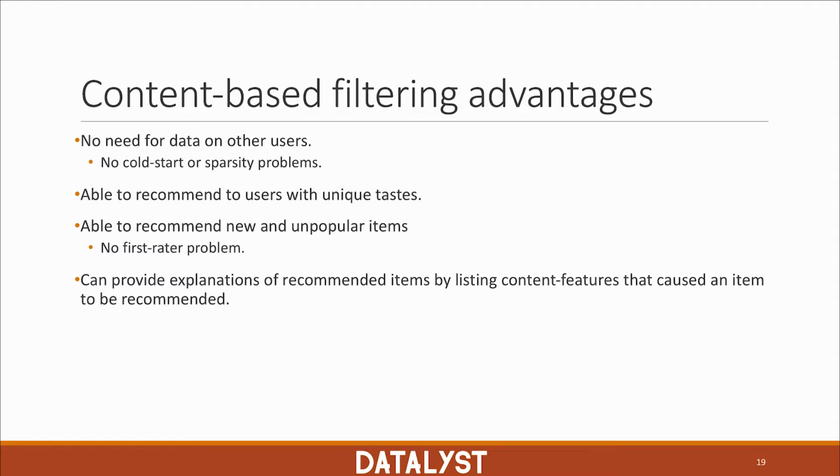The content-based filtering is also quite flexible. It can recommend to users with unique tastes. So it's not going to be influenced by what other people like. It cares only about what this user likes. And it can also recommend new and unpopular items. This is called the first-rater problem: you might have an item described by a vector which matches with the user in a really nice way, and then a content-based filtering system will recommend it, whereas other systems which are based more on user similarity, etc., would need some interactions with these items before they can make a recommendation.